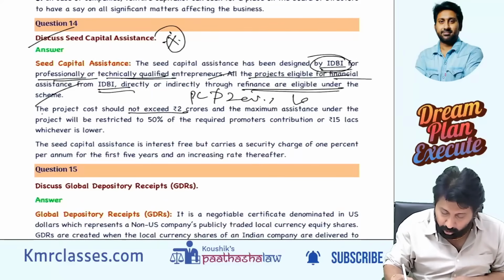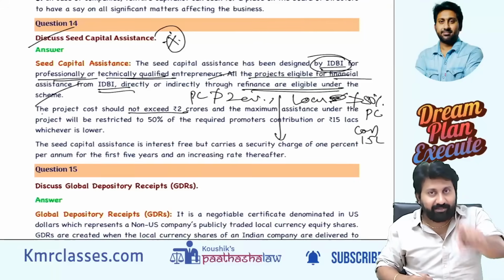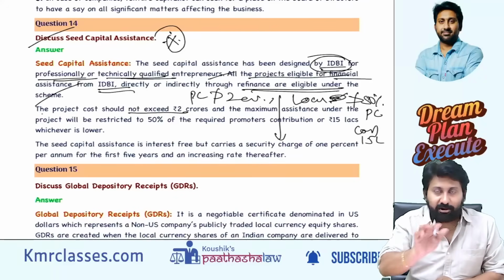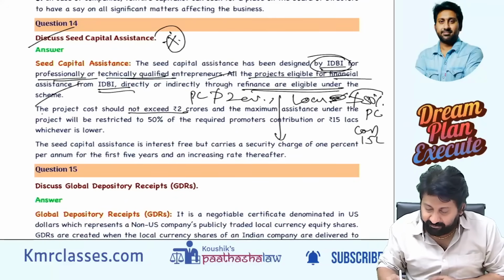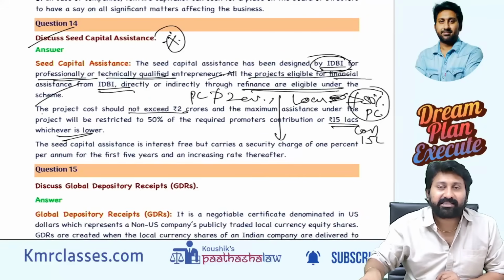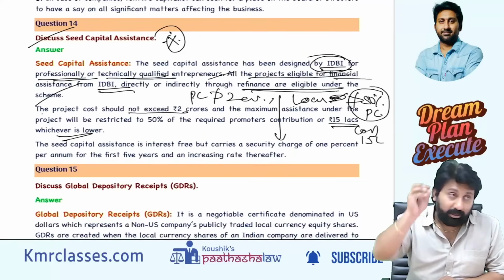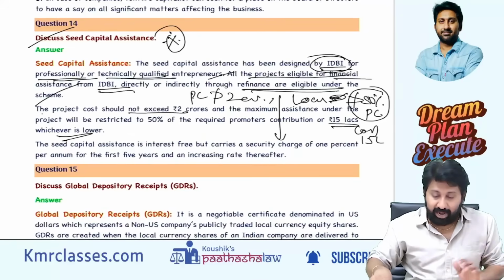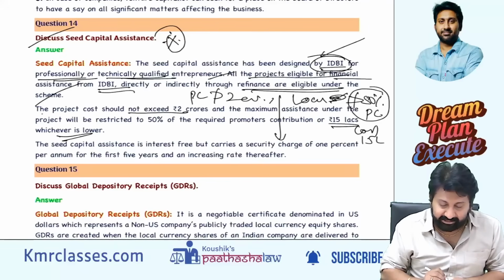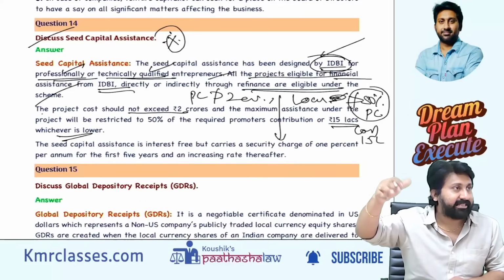And the maximum loan that I will give is not exceeding 50% of the promoter's contribution or 15 lakhs, whichever is lower. So if promoters give 100 crores, I will not give 100 crores. Loan should not exceed 50% of promoter contribution or 15 lakhs, whichever is lower. Sir, what is seed capital assistance? It means promoters will give money to the company. I will also give along with them, but I will not give huge amounts. IDBI started this concept of seed capital assistance for professionally and technically qualified entrepreneurs like IIT graduates, CAs, etc.